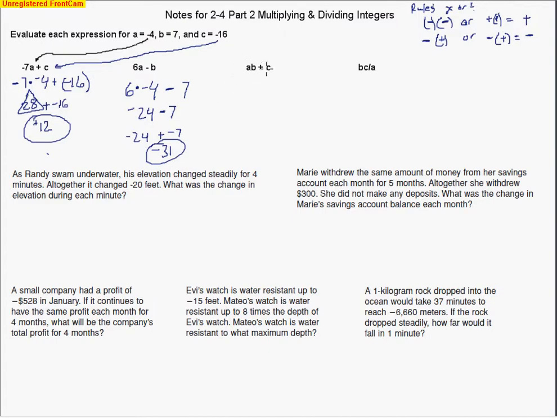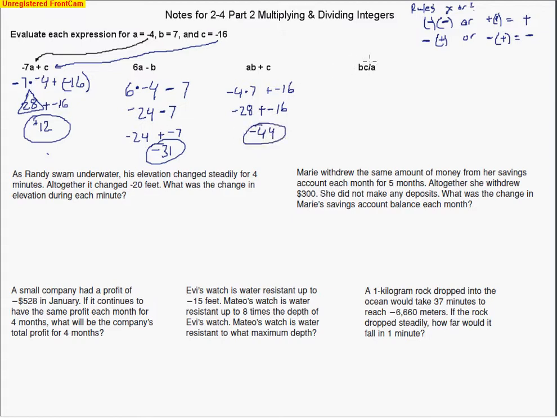Next one, we've got everything to substitute here. We've got a, b, plus c. So -4 times 7 plus the c term of -16. When we multiply the -4 and the 7, we end up with a -28 plus a -16. Now we've got the same sign, so we end up having to add those two numbers together, and we end up all the way at -44.